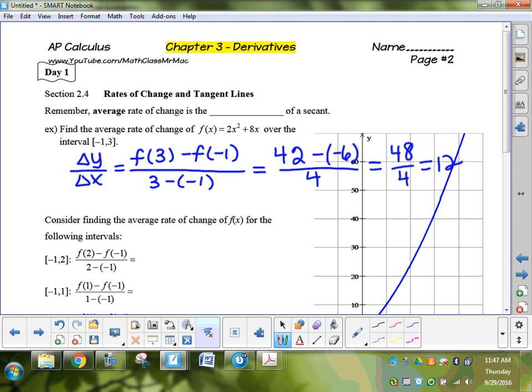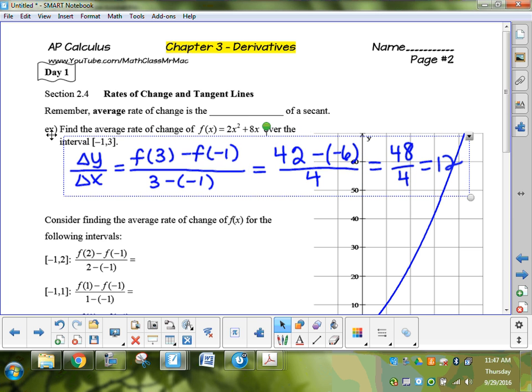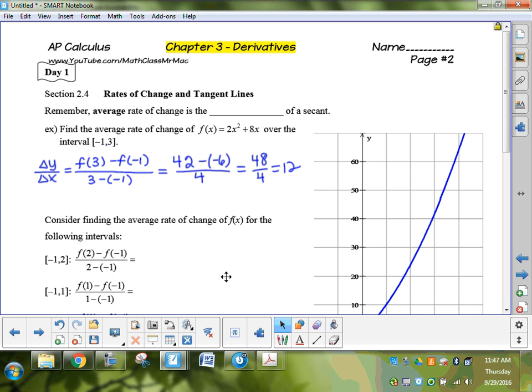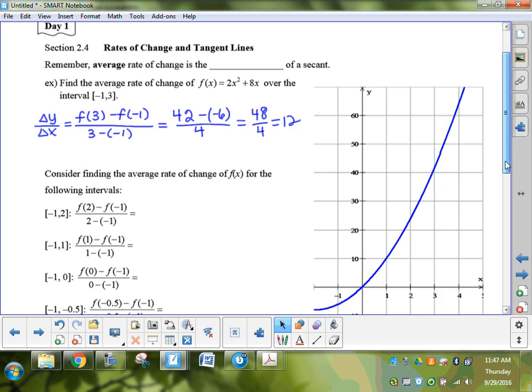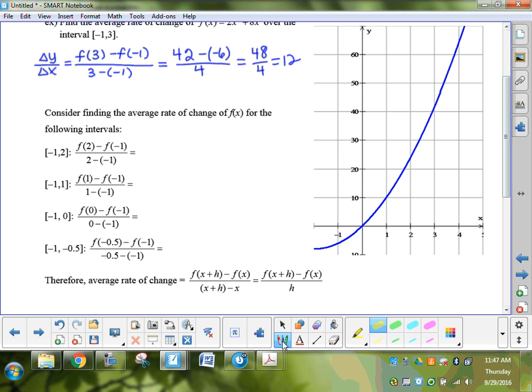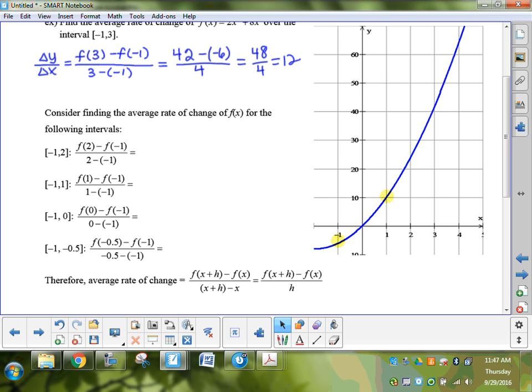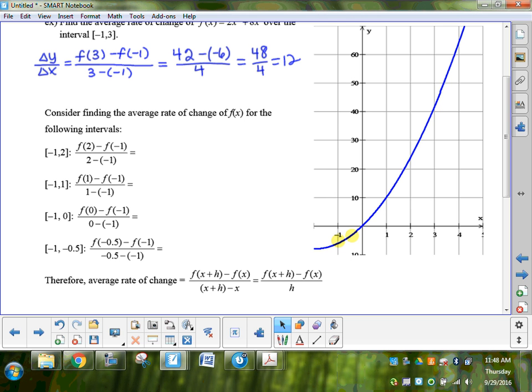Now, consider the rate of change of this function on the right-hand side, over those intervals from -1 to 2. So watch what happens in each of these intervals. I'm finding the slope from -1 to 2 first. And then the second time I find the slope, I'm looking at the slope from -1 to 1. Then I go -1 to 0. Then I go -1 to -0.5. What are all of those values as it's tightening down? What am I closing in on?